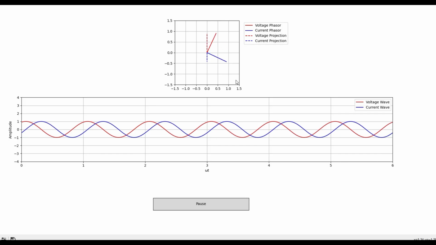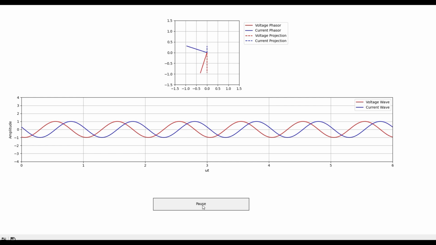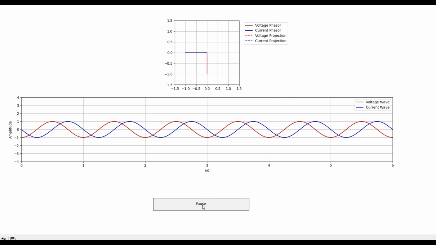When you look at your phasor diagram, if you look at it carefully, let me pause it. The red line indicates your voltage and the blue line your current. So the red line is leading while the blue line is following. Can you see that?